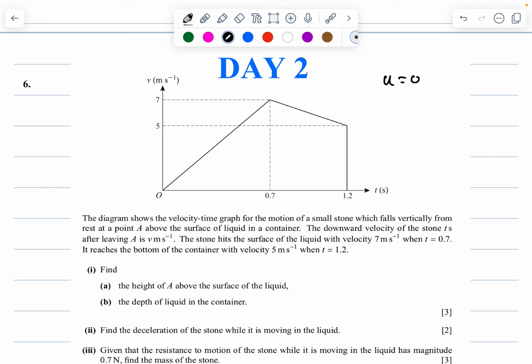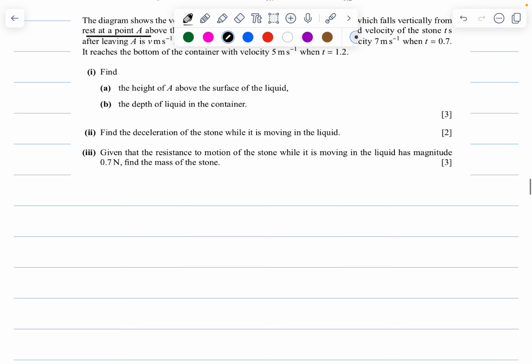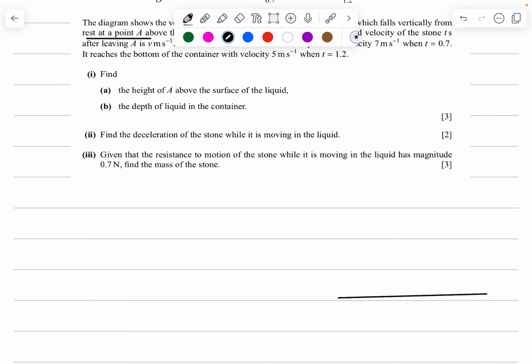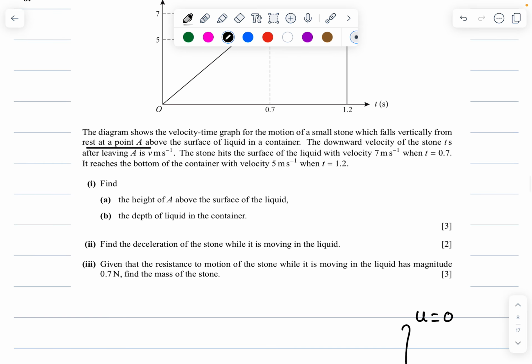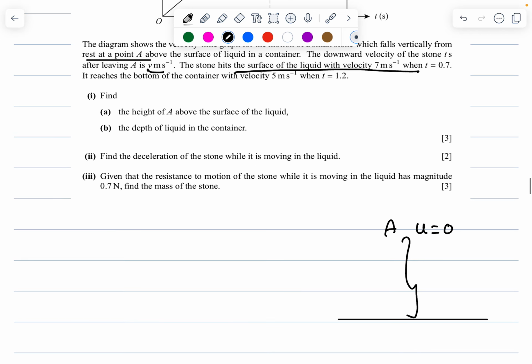The diagram shows the velocity time graph of the motion of a small stone which falls vertically from rest at a point A above the surface of the liquid. Its initial velocity is 0 at A. The downward velocity of the stone after leaving A is v meters per second. The stone hits the surface with a speed of 7 meters per second.